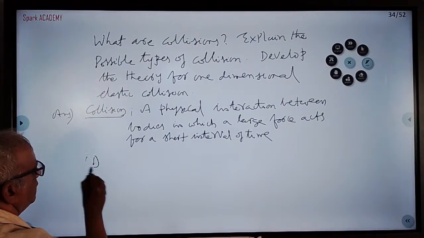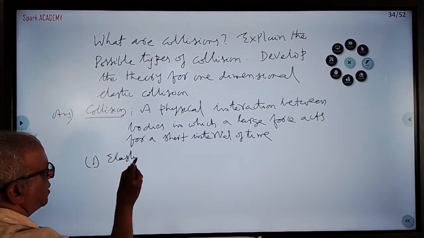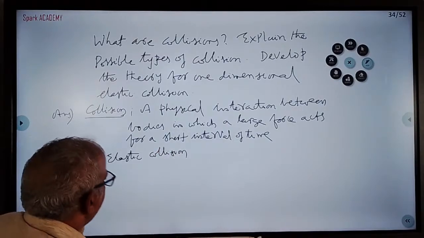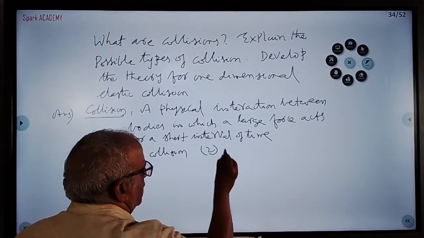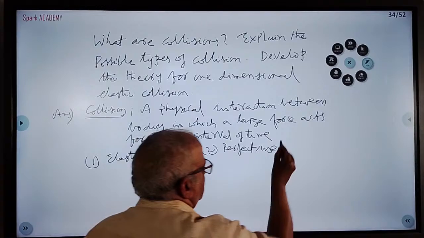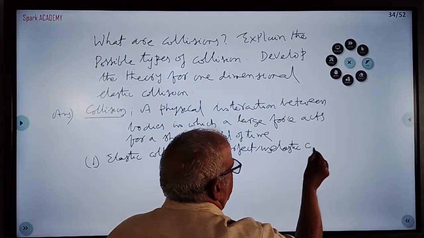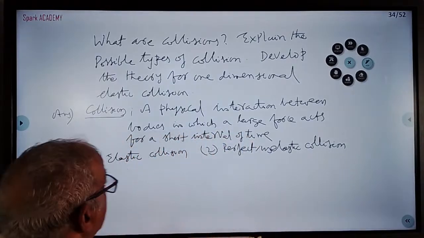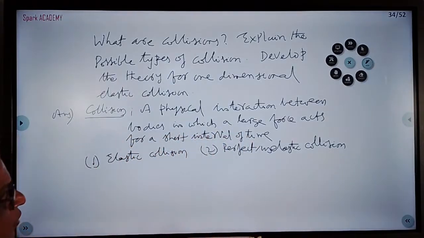One is elastic collision. Second is perfect inelastic collision. These two I'll explain. Elastic collision and perfect inelastic collision. What is collision? A physical interaction between the bodies in which a large force acts for a short interval of time.